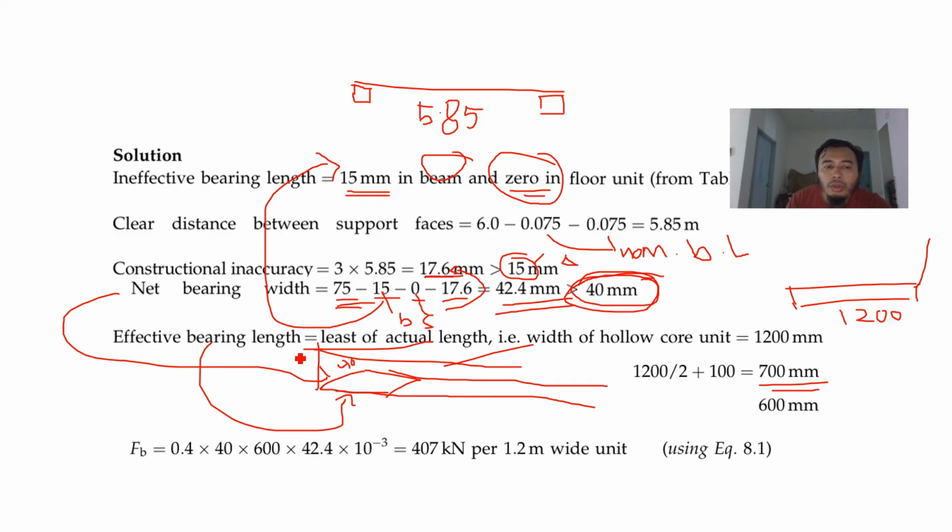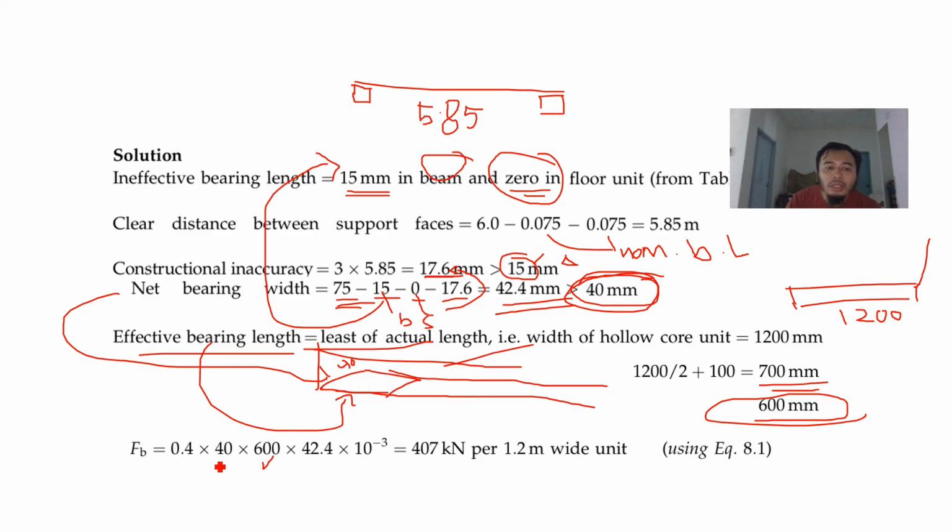So your effective bearing length should be the least of the actual length, or half of your slab plus 100, or 600. So there are 3 measurements that you need to consider when determining your effective bearing length. If your structure is very long, it affects your effective bearing length. So you need to take the least of the 3. In this case, the least is 600.